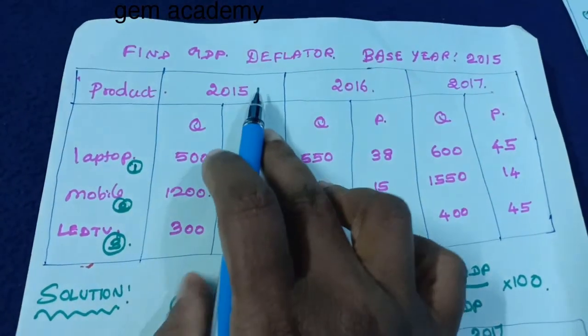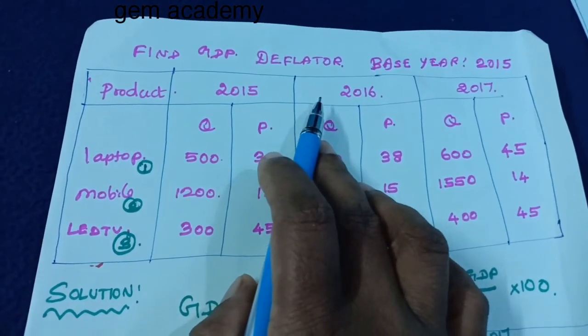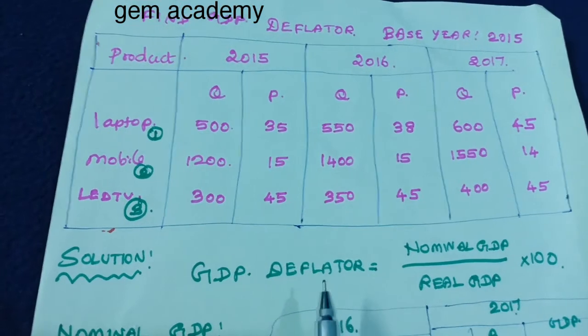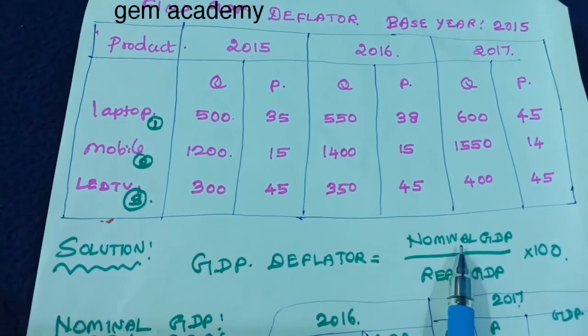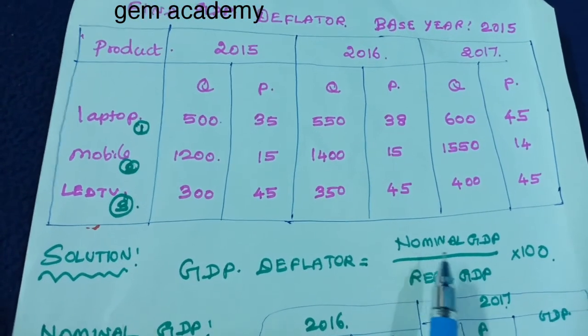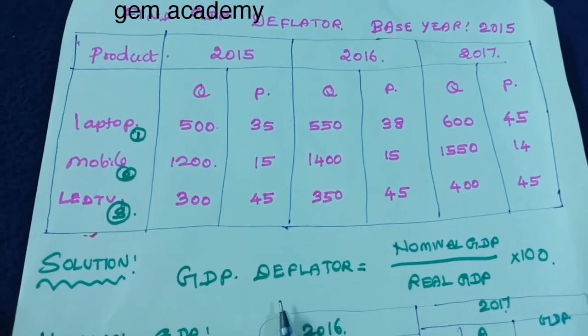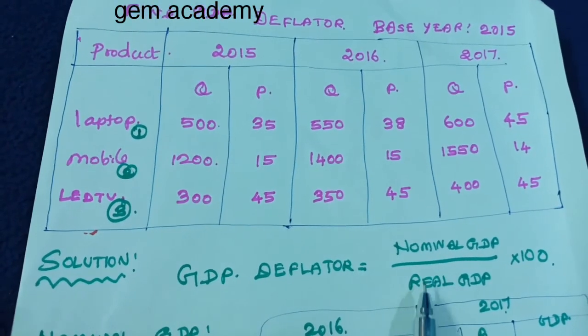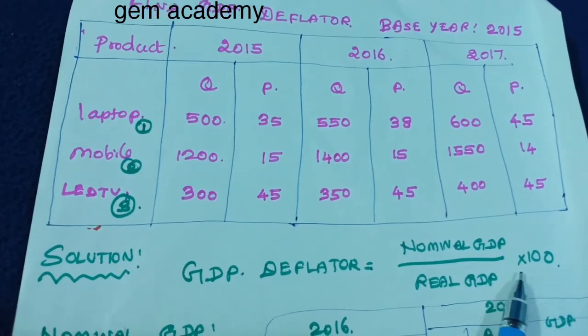Today what we are going to see is how to find the GDP deflator. To find GDP deflator, we need to have two values, nominal GDP and real GDP. After finding nominal GDP and real GDP, we should apply in the formula: GDP deflator is equal to nominal GDP divided by real GDP into 100.